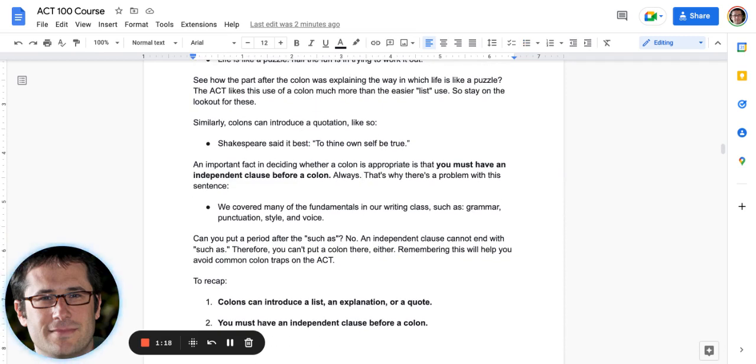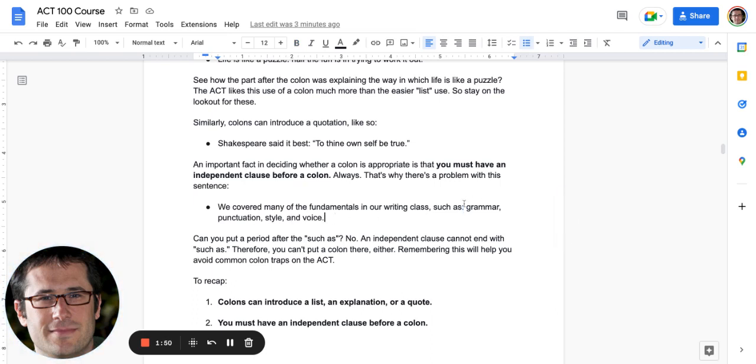One very important fact to think about is that a colon must have an independent clause before it, right? You don't need an independent clause after it, but you do need an independent clause before a colon. And that's why there are a lot of wrong colons on the ACT, such as this situation. We covered many of the fundamentals in our writing class, such as: grammar, punctuation, style, and voice.